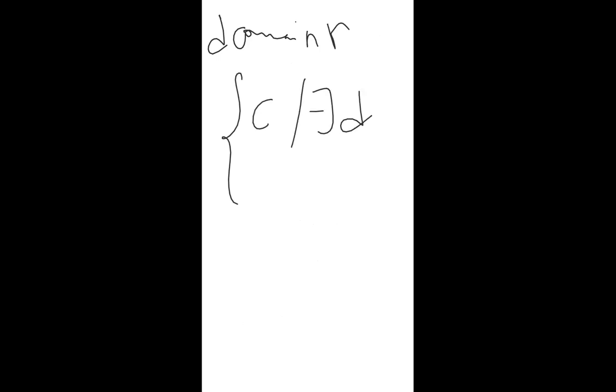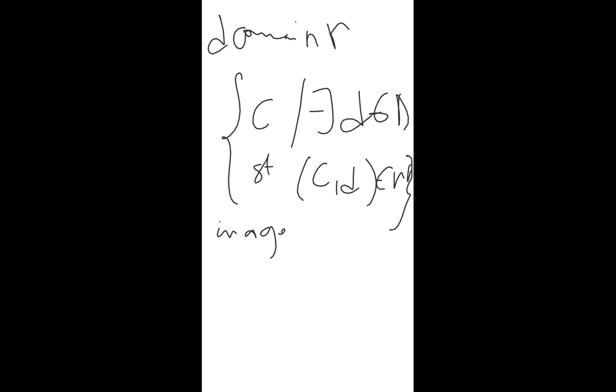And then we define the domain of R, of this rule of assignment, as the set of all C such that there exists a D in the set that we arrive at, such that CD is in R. And the image as the set of all D such that there exists a C in C, such that CD again is in R.